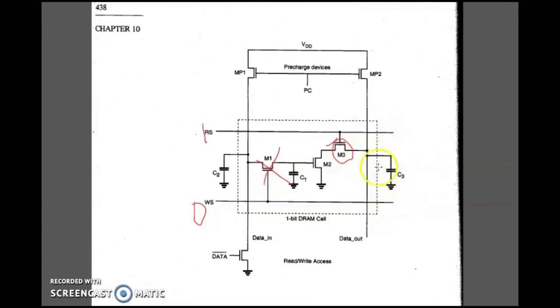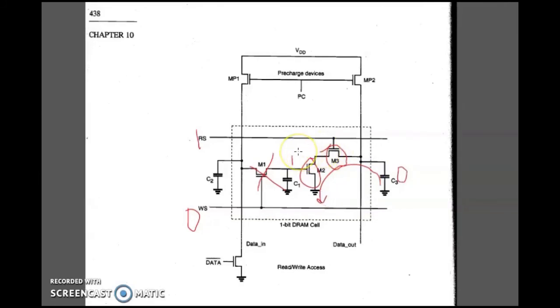C3 is pre-charged before the read operation. Then, based on the voltage across C1, transistor M2 will be on or off. Suppose C1 is fully charged, then this transistor is on. M3 is already on because read select is high. So the voltage across C3 will discharge to ground. That is when the memory cell was storing 1.